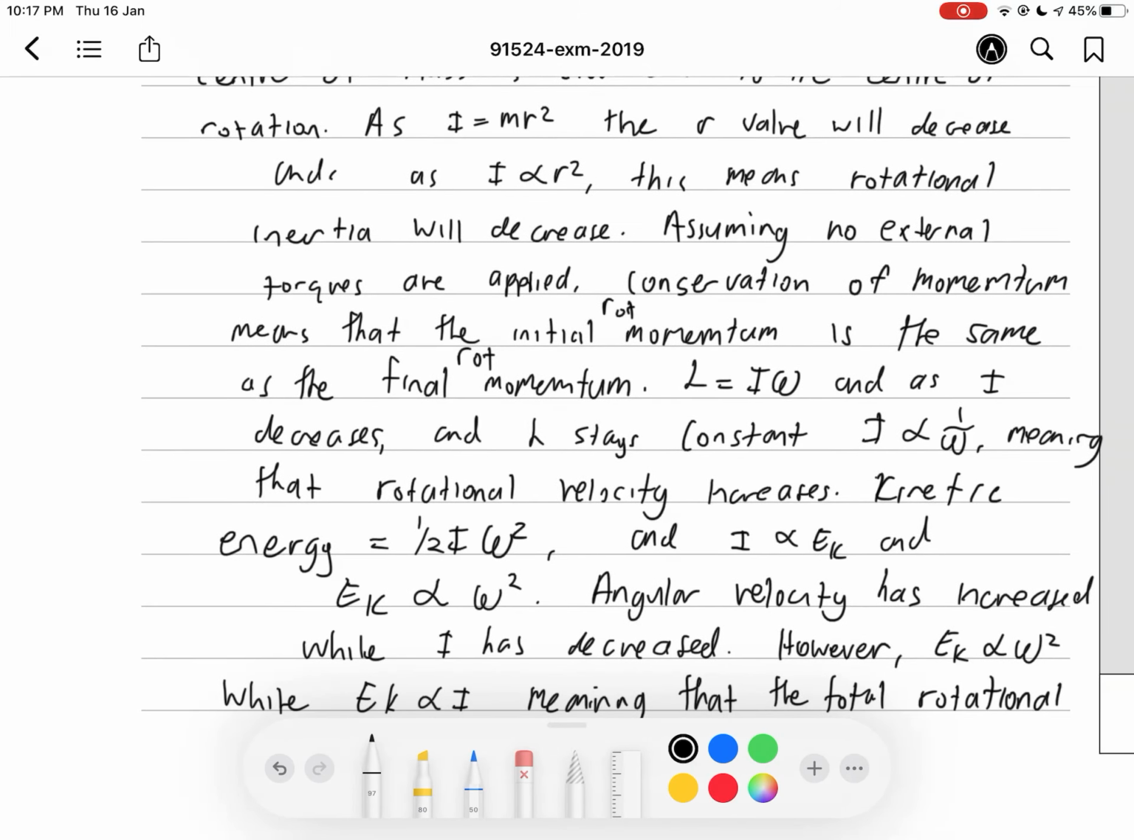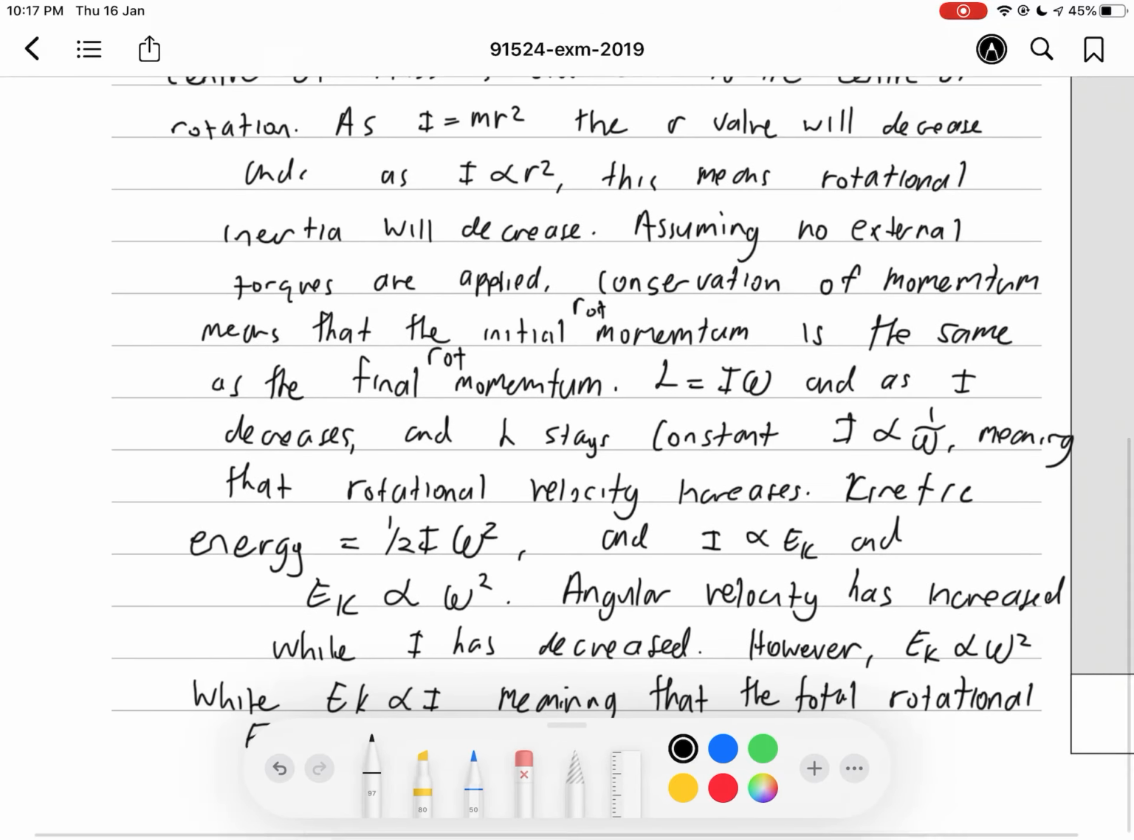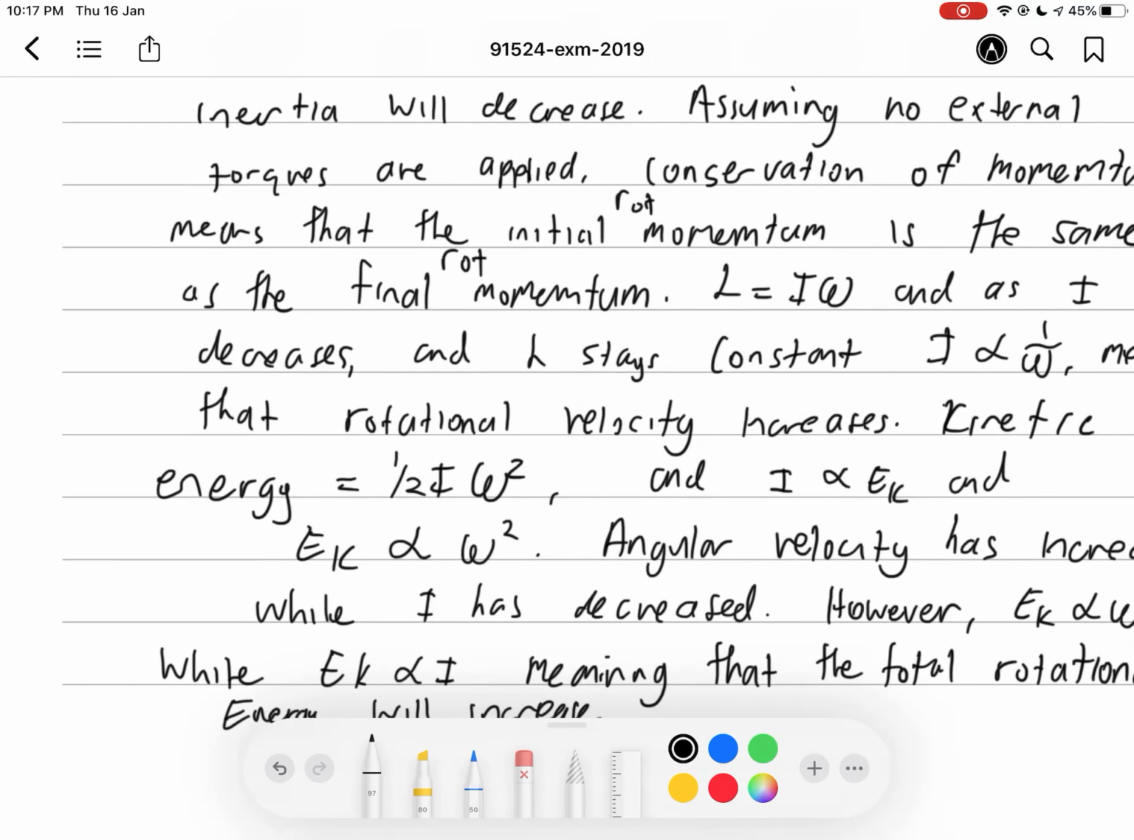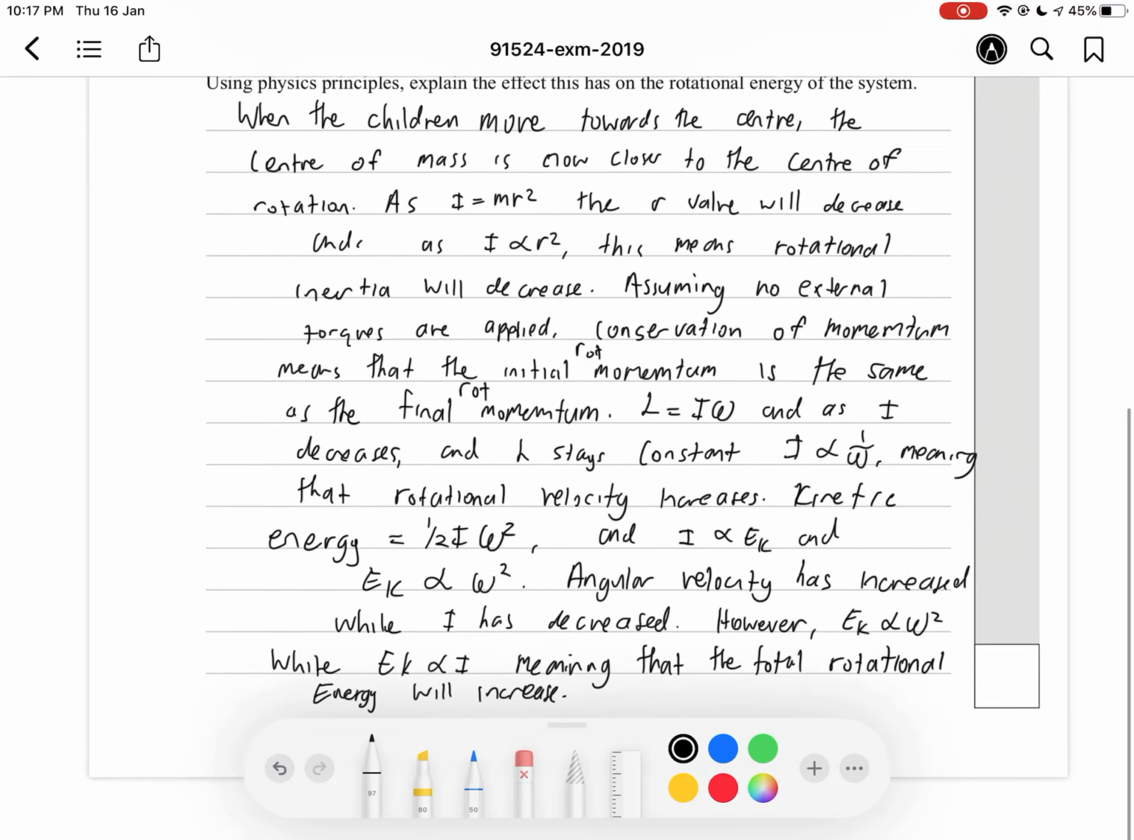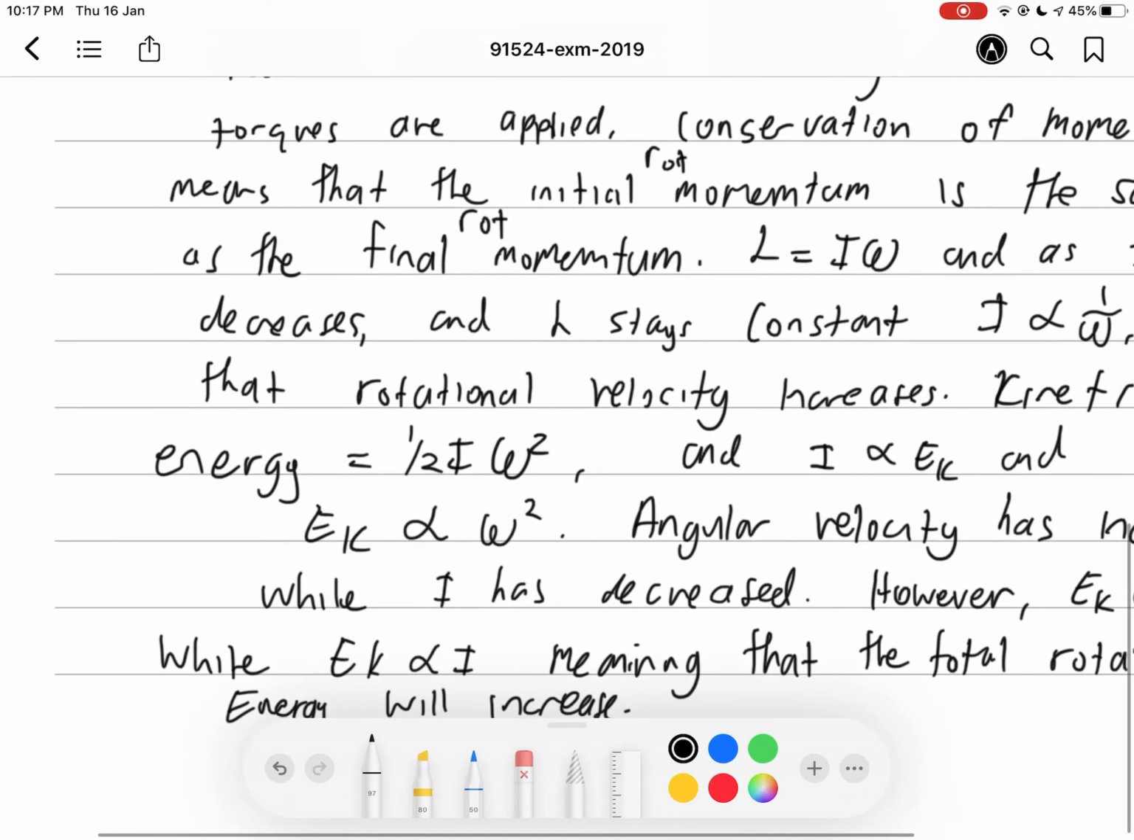So our kinetic rotational energy is equal to half of I angular speed squared, and we know that EK is proportional to I and EK is proportional to angular speed squared. Angular velocity has increased while I has decreased, but because EK is proportional to angular speed squared and only proportional to I, that means that the total rotational energy will actually increase. So that would be your answer for this question.